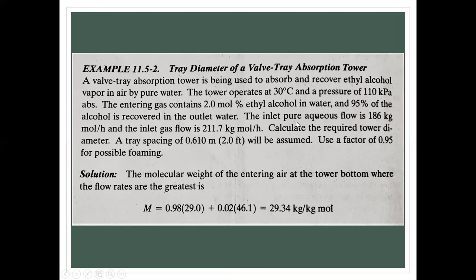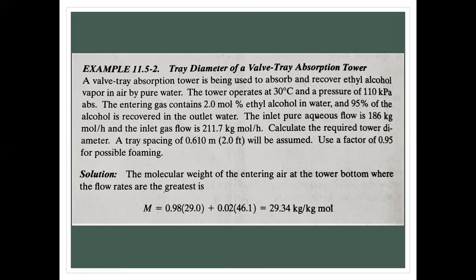The inlet pure aqueous flow is 186 kilogram mole per hour. So pure, it does not have any ethyl alcohol. And the inlet gas flow is 211.7 kilomole per hour. Again, we are to design our column by determining its diameter. Here, the tray spacing is given to be 2 feet. And use a factor of 0.95 for possible foaming.